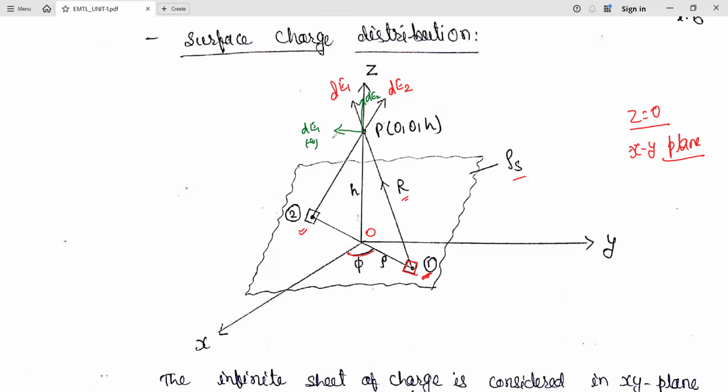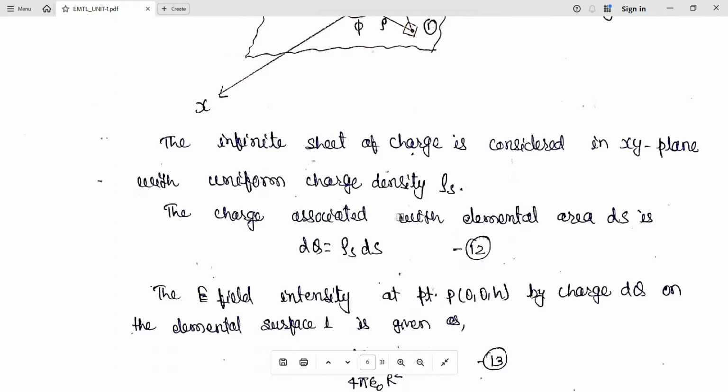And similarly for the dE2, that also will have vertical components. So that will be dE2z along the Z axis, and this will be along the Y axis. So finally, these two components are being cancelled. So we'll only get the vertical components here in case of an infinite sheet. That situation will be more clear in further derivation.